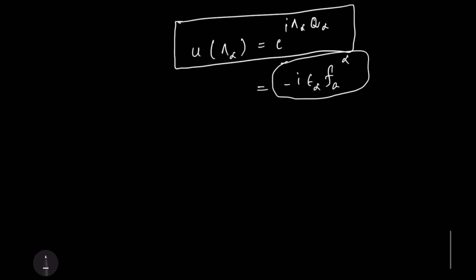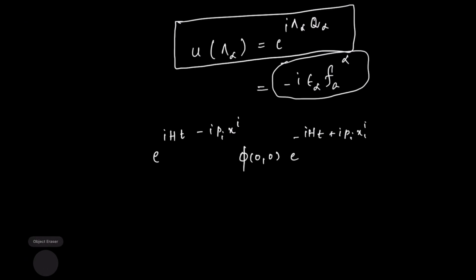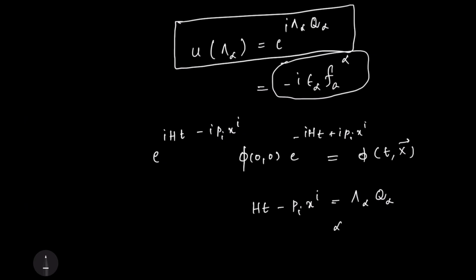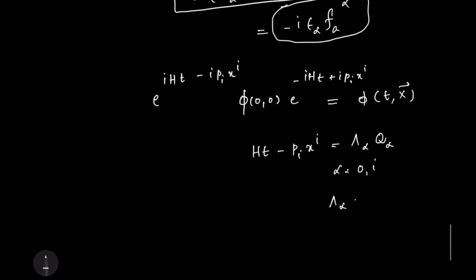So one example is e raised to i(Ht minus P xi) acting on phi of 0, 0. This is one example of a finite symmetry transformation. This will be equal to phi of t comma x. Here Ht minus P xi is equal to lambda alpha Q alpha. Alpha can take 0 and i. Lambda alpha here is t and xi, so t comma xi, and Q alpha here will be the Hamiltonian and minus P.